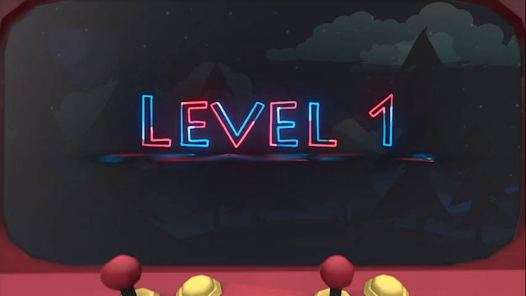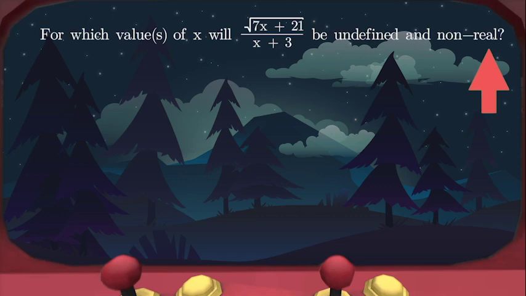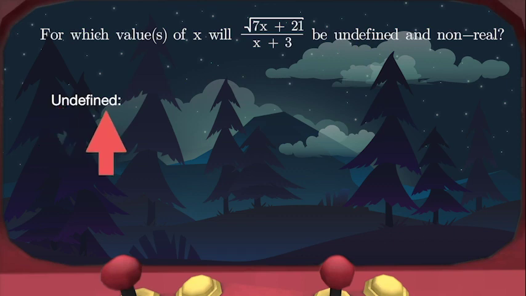Now in this following example, we want to know for which value or values of x the following expression will be undefined and non-real. Now let's have a look at the undefined part of this question. So I'm going to write here undefined, and then we have to remember, when is an expression undefined? When the denominator is equal to 0.